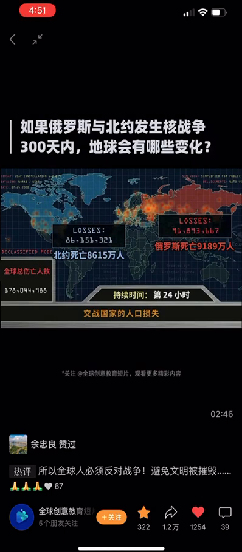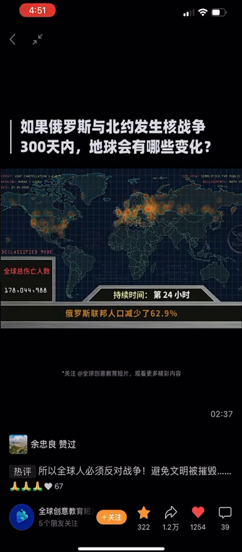Losses of nations engaged at war. NATO member states have lost 9.1% of their total population. The Russian Federation has lost 62.9% of its total population.